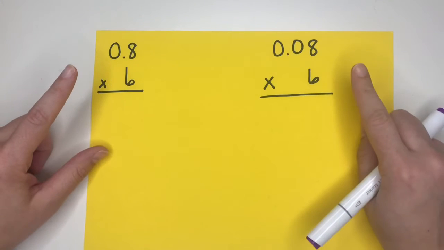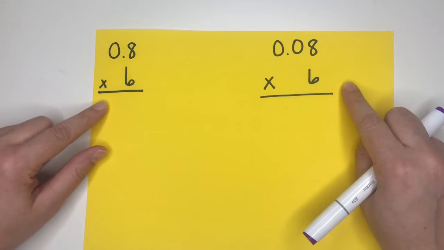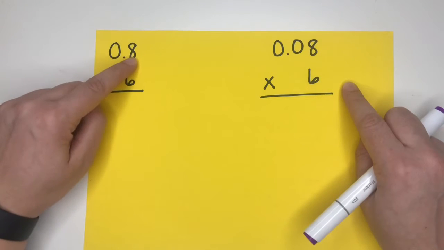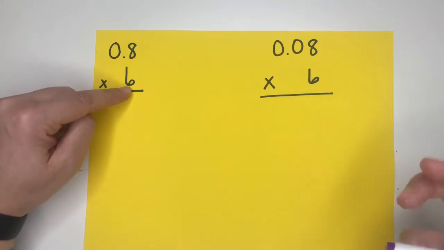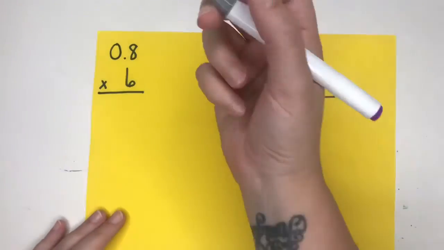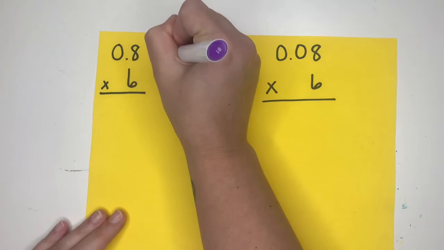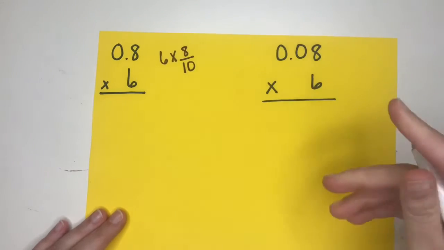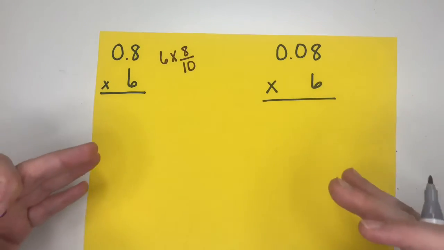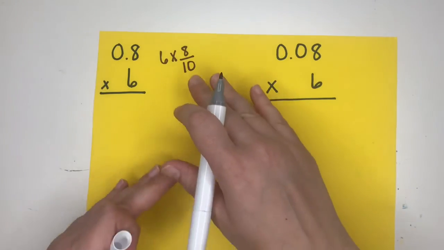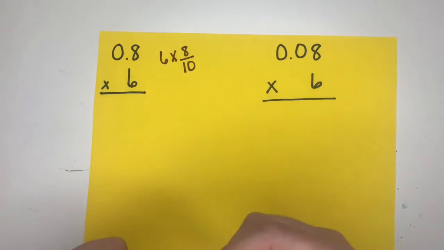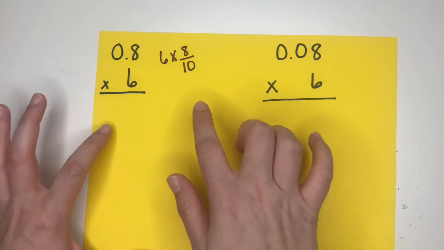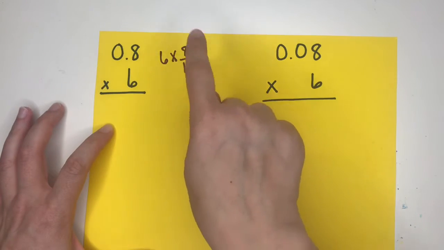I want us to look at these two equations first. I have 0.8 times 6, or 8/10 times 6. I can also rewrite this based on my last units as 6 times 8/10. So just keep that in mind. Decimals and fractions can be converted into each other. And so if we think about it this way, it doesn't seem so overwhelming. Sometimes when we're doing something new, we can feel like, oh, I'm not sure how to do this, but really it's something we've already done in the past.